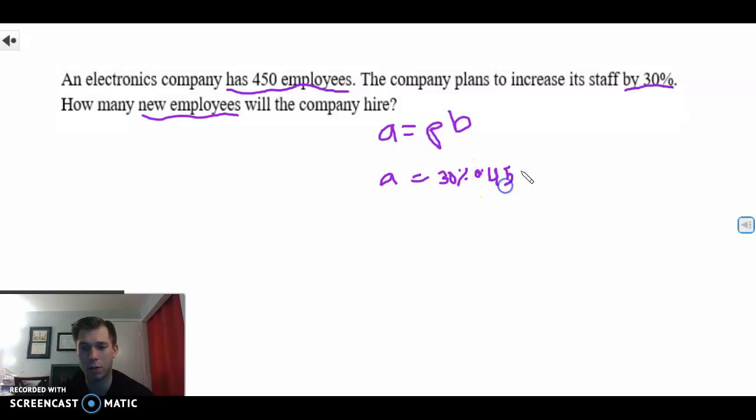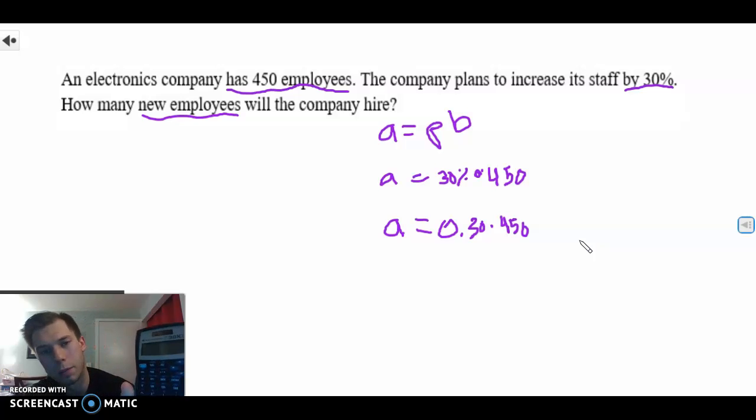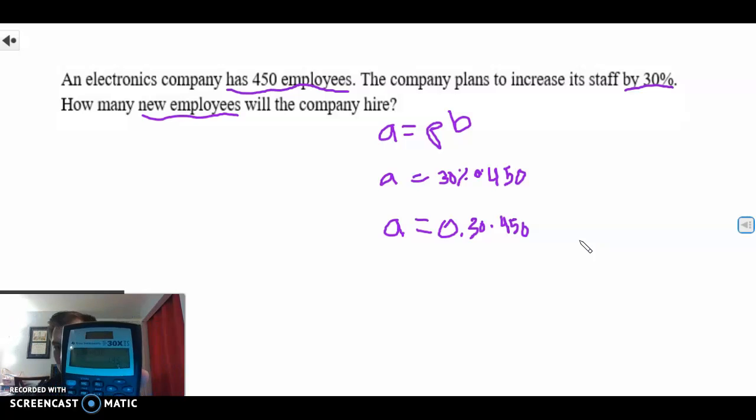So we want to know how many employees need to be hired. And we can bring down our variable A, or our part, and in our calculator we can do 30% multiplied by 450, or you can convert this percent to a decimal and have 30 hundredths multiplied by 450. I'm going to go ahead and do it with the decimal. So I'm going to type in decimal 30 multiplied by 450 and hit enter. Okay.